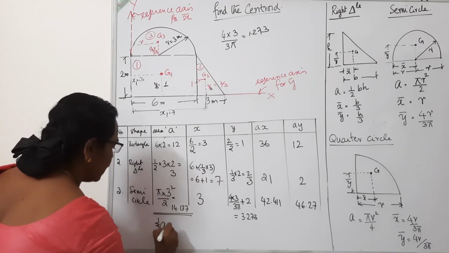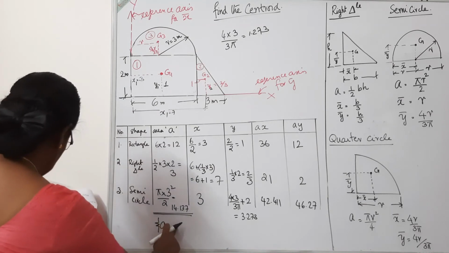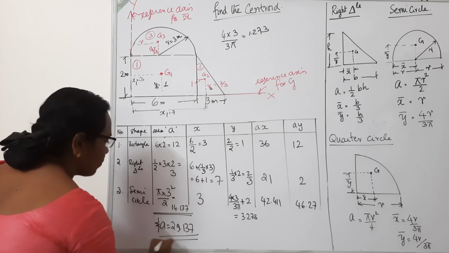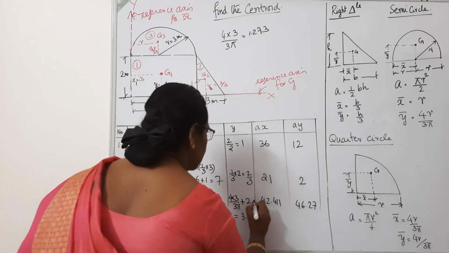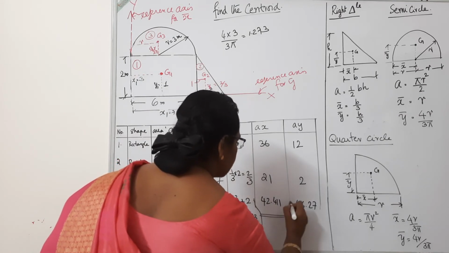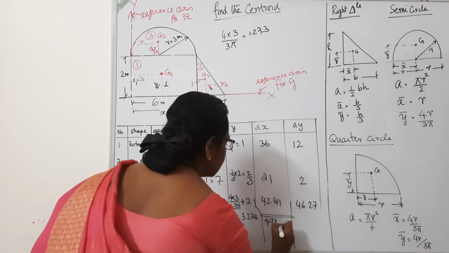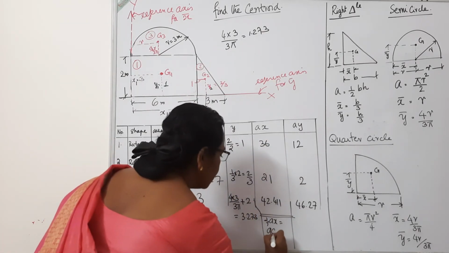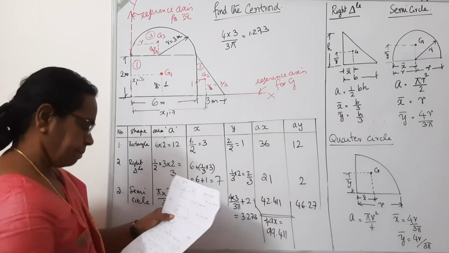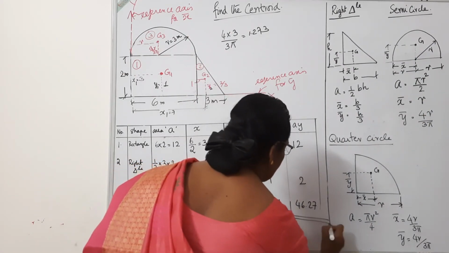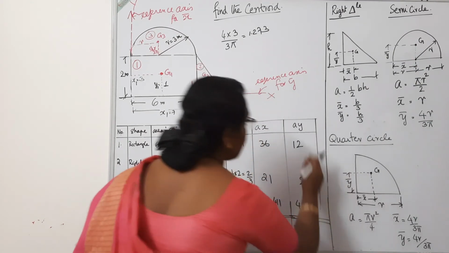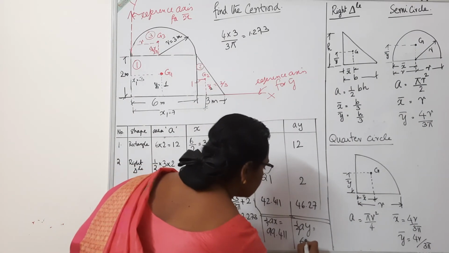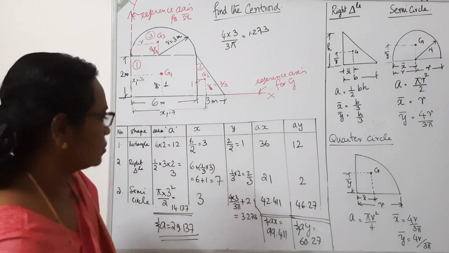Next, we find sigma A, that is A1 plus A2 plus A3. It gives 29.137. Next we have to find sigma AX, that is A1x1 plus A2x2 plus A3x3. It works out to 99.411. Then sigma AY, A1y1 plus A2y2 plus A3y3, works out to 60.27. So we have done all this.